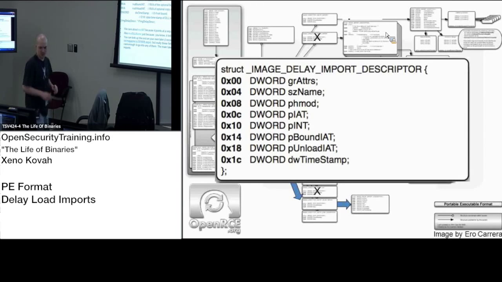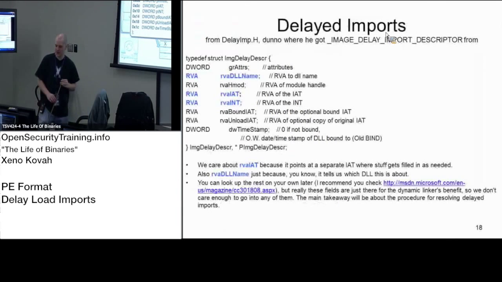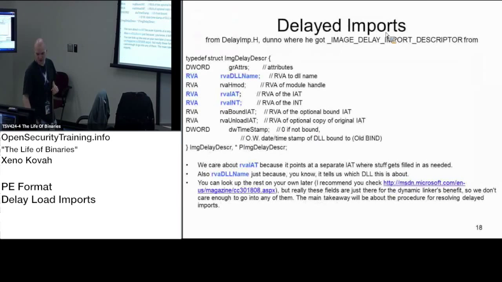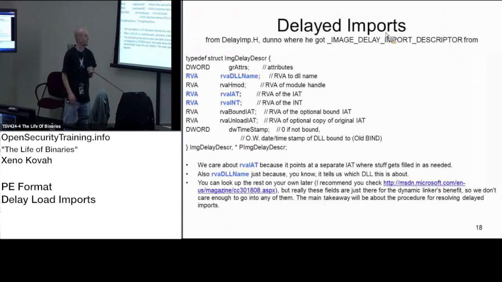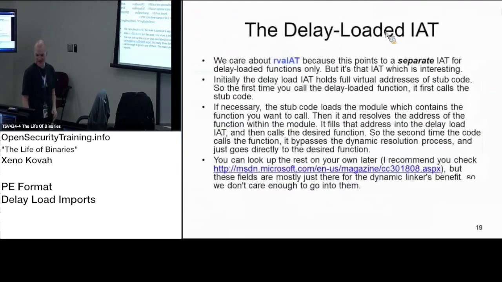Yeah, and so in the original Ero Carrera slide, he calls this image delay import descriptor, but there's no such thing defined in winnt.h. The only thing I've seen defined is delayimp.h, and it has this particular data structure. So we're just going to call it delay load import descriptor, anyways. But all right, so let me see if I have a picture like that. Oh, yeah.